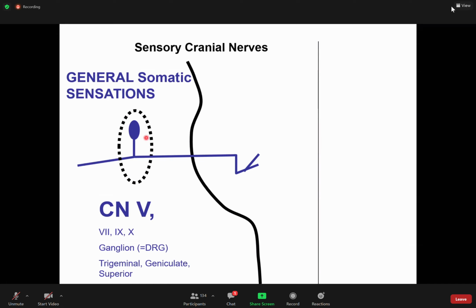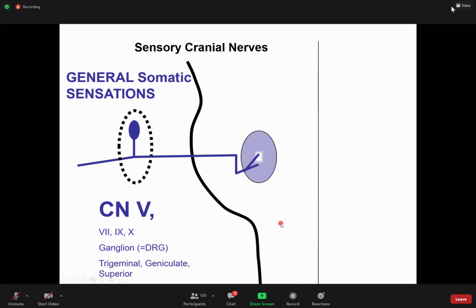Besides the trigeminal ganglion, there are also ganglia of the seventh nerve, which is the geniculate ganglion. It takes supply from a small part of the head and neck. And similarly, the ninth and 10th cranial nerves have a ganglion which is called the superior ganglion. These are the ganglia in the head and neck which take the sensory sensations from the head and neck region and then transmit them to the three nuclei which you have in the brainstem.